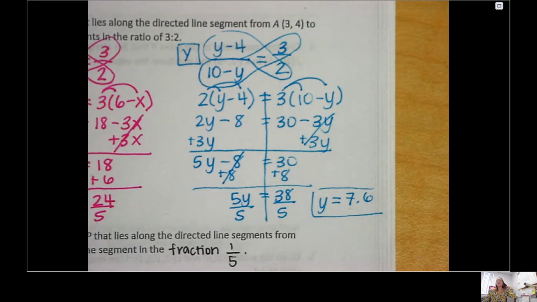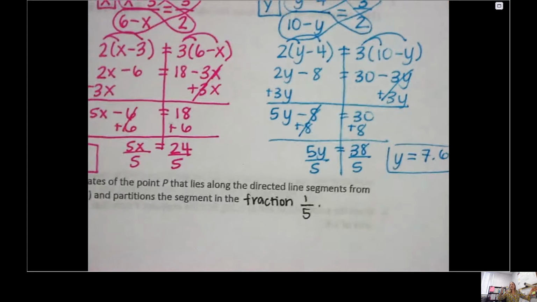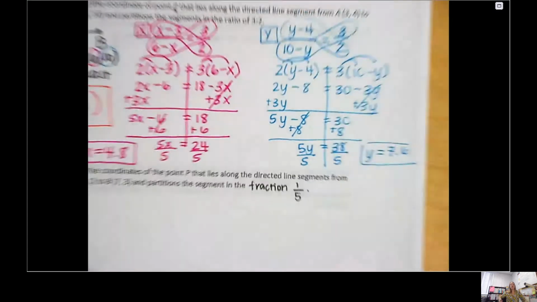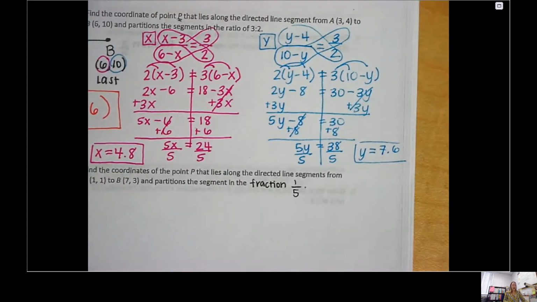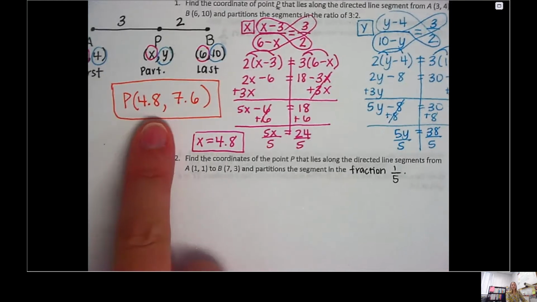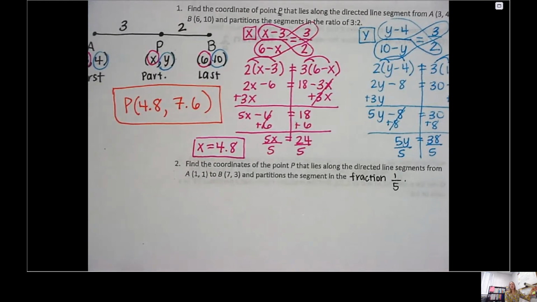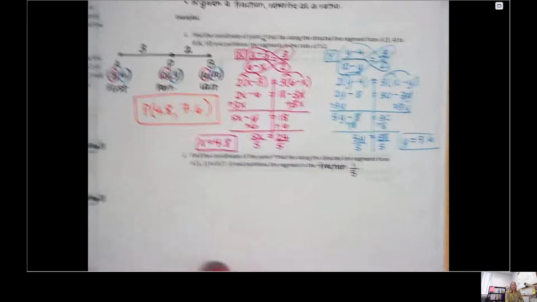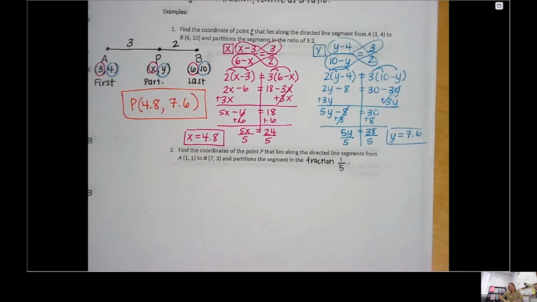Yay! Okay, now here's the last part though. When you're finished, you did all that work, you found your x value, you found your y value. Now, at the very end, you have to write this as a coordinate, because we found an x and a y coordinate. Which one comes first when you write it? The x. So your final answer is your partition point P is 4.8, comma 7.6.